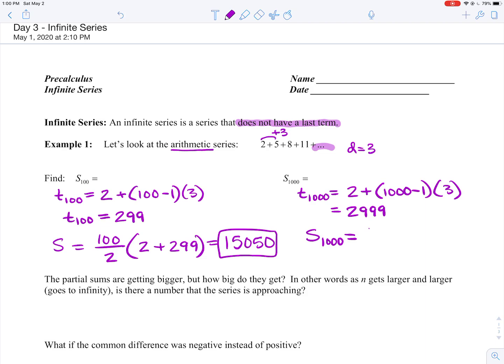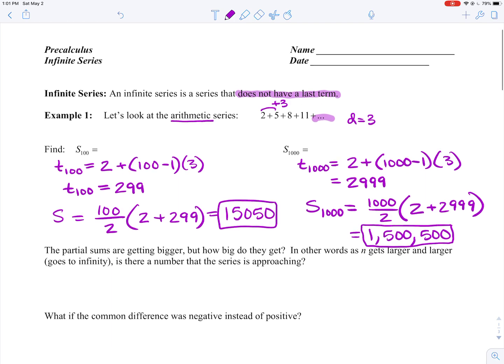If we plug into our formula for the sum of 1,000, we do 1,000 terms divided by 2 times 2 plus 2,999. Again, it's the first term plus the last term of what we're trying to find the sum of. And that's going to equal 1,500,500.